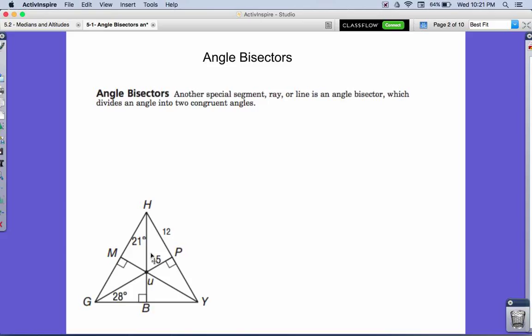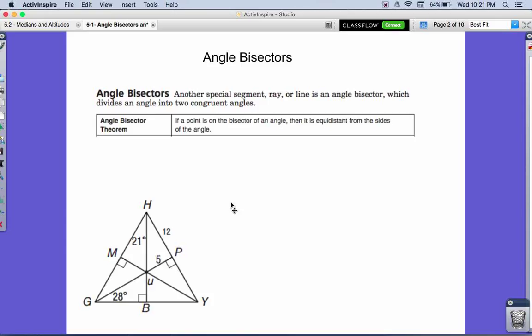So BH is an angle bisector of the angle MHP because it splits MHP in half. So MHU is going to be congruent to UHP. The same is true for each of these angles here.